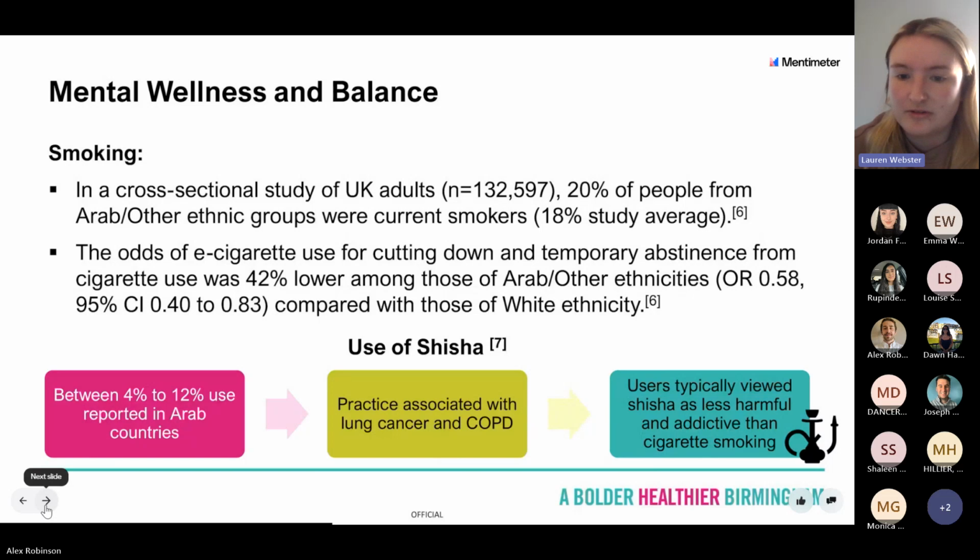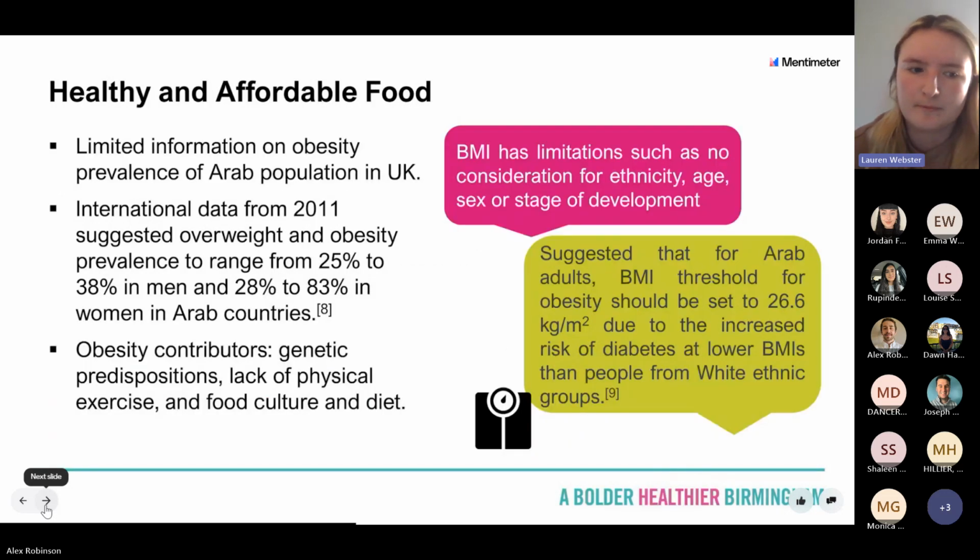The practice is associated with lung cancer and COPD, and shisha is typically viewed as less harmful and addictive than cigarette smoking. A systematic review of 38 studies found that many Arab countries had high prevalence of shisha, from 4% in Gulf states ranging up to 12% to 15% in Lebanon, with group smoking being popular. 15% of the Egyptian population reported social smoking, and studies have shown that shisha is no safer than cigarette smoking. Next slide, please.